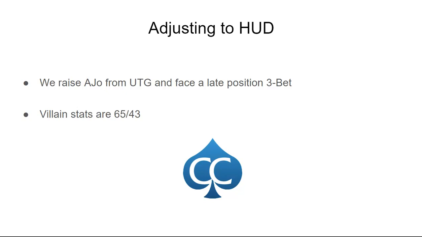He's also aggressive, given a 43% PFR. So against a maniac, we're not going to fold ace-jack offsuit. Depending on stats, we might move all in, we might call. So we've got different options there, but we're going to be adjusting based on that heads-up display.